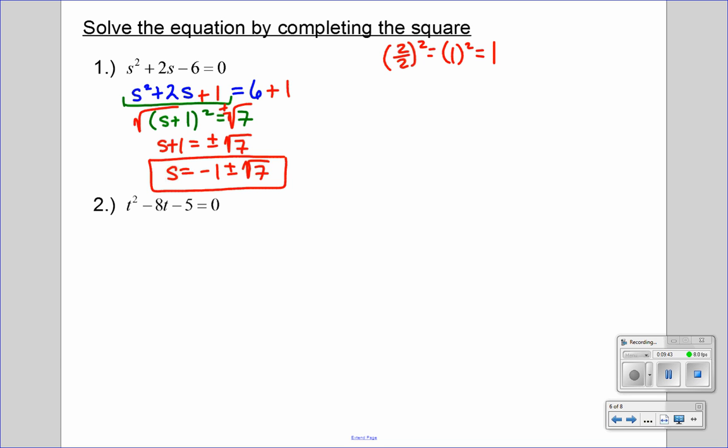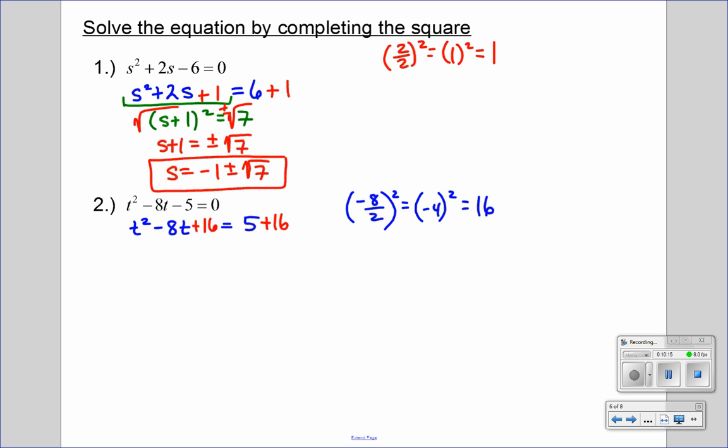Okay, let's try it for number 2. We have to isolate our a and our b. Our leading coefficient is 1, so we don't have to do anything. So we have t squared minus 8t equals 5. Negative 8 is our b value. So we have negative 8 divided by 2 squared gives us a negative 4 squared, which gives us a 16. So what we're going to do is add 16 on both sides. Don't forget the right side.